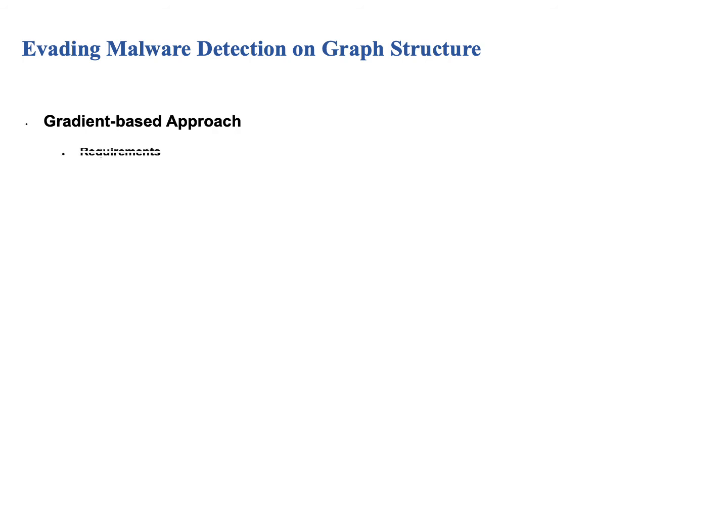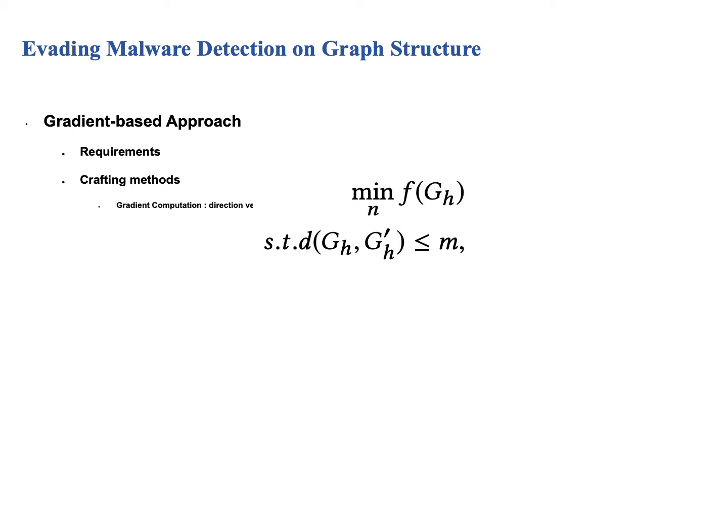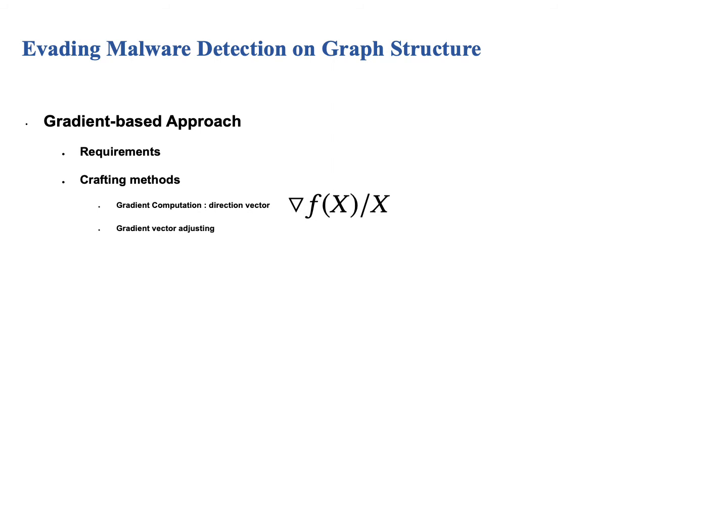And then after talking about the requirements, we will show our crafting method. Of course, as the first step, we should calculate the gradient of the objective function. After we calculate the gradient, we can get our direction vector, which has the same direction as the gradient.